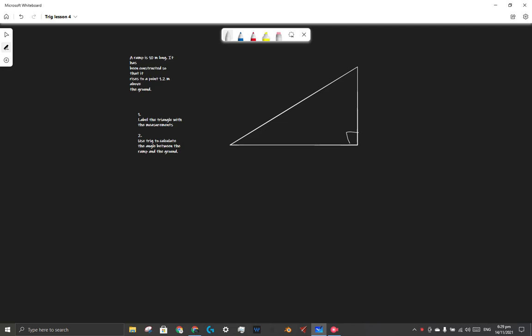It has been constructed and rises to a point 1.2 meters above the ground. So it's 10 meters long, right? So we're going to label that side as 10, and it's 1.2 meters above the ground. And now we have to first of all label this triangle with the correct measurements, which we pretty much have done here. And now we must calculate the angle between the ramp and the ground. So we're looking for this angle here, angle theta.